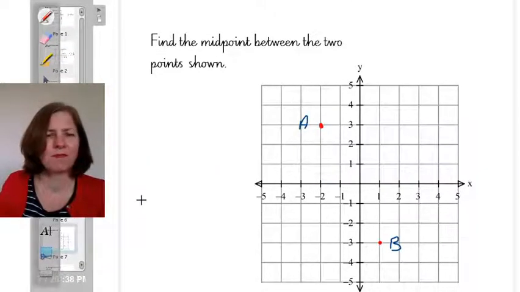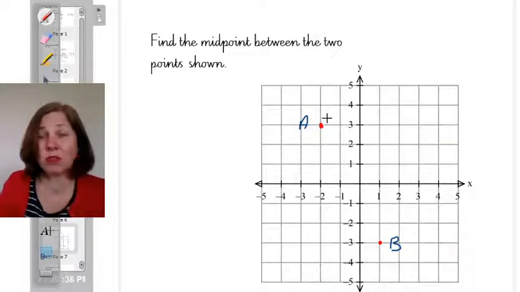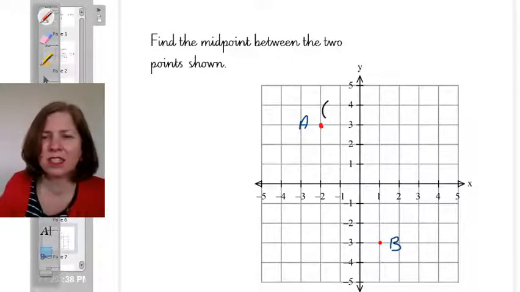All right, let's look at this one. Same thing, have a go and do it yourself, and then pause it. Sorry, pause it first, have a go, and then hit play and see what I did. So A gives me -2, 3, and B is at 1, -3.